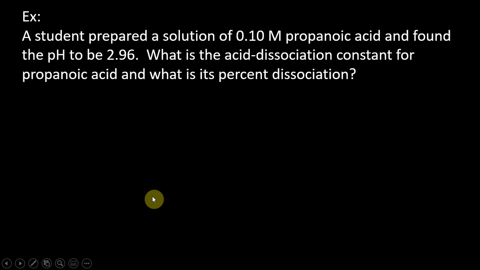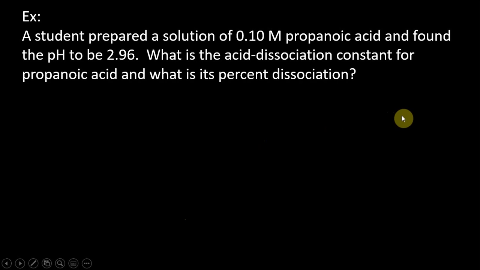Let's do an example. A student prepared a solution of 0.1 molar propanoic acid, and found the pH to be 2.96. What's the acid dissociation constant for propanoic acid, and what is its percent dissociation?